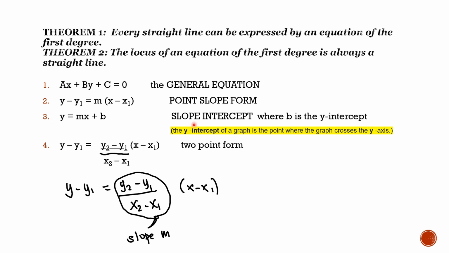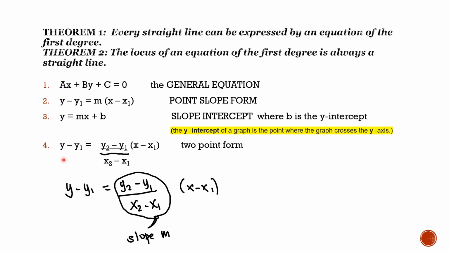And then number 3, the slope-intercept form, where b is the y-intercept. This b is the y-intercept. The y-intercept of the graph is the point where the graph crosses the y-axis. The x-intercept is where the graph crosses the x-axis. Maliwanag tayo, no? B yan sa notation at A naman yan sa ibang form, no? Therefore, we have this very famous y is equal to mx plus b.